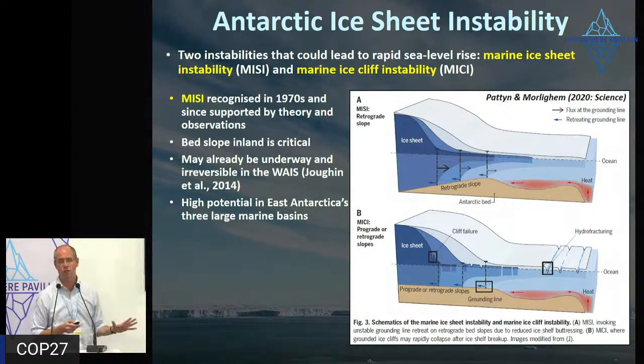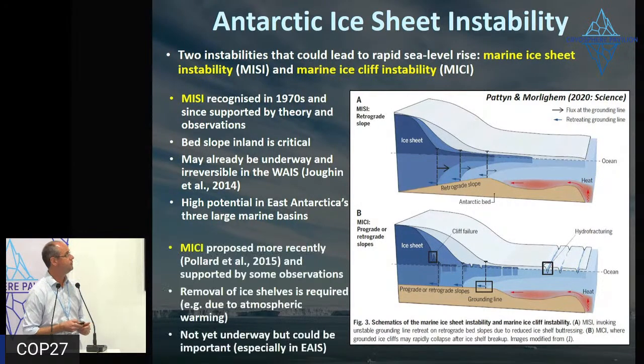It's theoretically robust. We've seen observations of it where glaciers have retreated across over-deepened beds and they've accelerated. And it's got high potential in West Antarctica. In fact, there are papers out there where some scientists have proposed that the marine ice sheet instability is already underway. It's already been triggered in West Antarctica. It's potentially irreversible, which is worrying. Not everybody agrees, of course. But there's also high potential for this to take place in those three subglacial basins in East Antarctica as well.